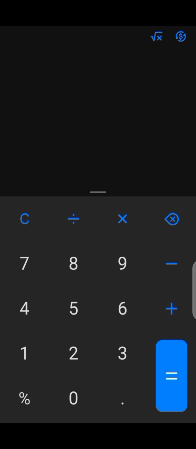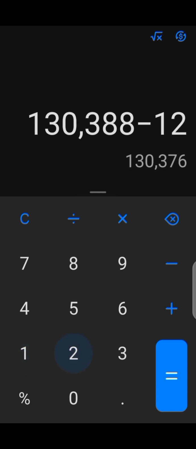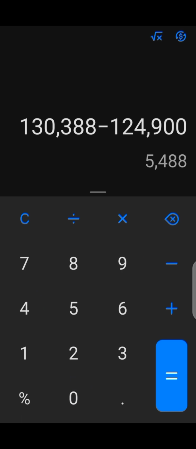Our profit we made was, let's say, 130,900 naira, or 388 naira thereby, minus the initial capital that we used for this update, which was 124,000, let's say 900. So you have made 5,488 profit. You can do this like 5 times, 4 times, even 6 times in a day, because it is unlimited. It just depends on the grace you are carrying, how it's working for you.